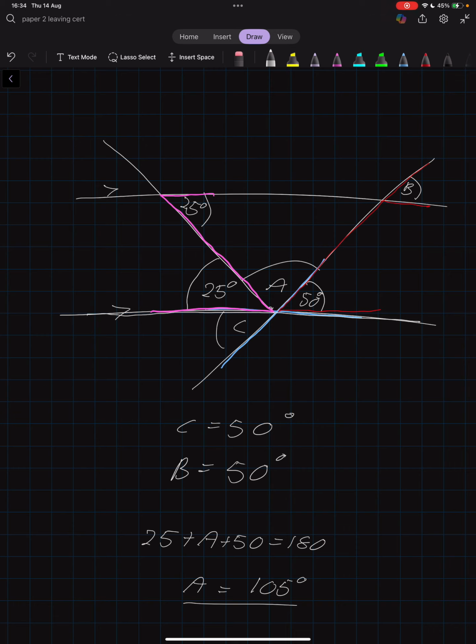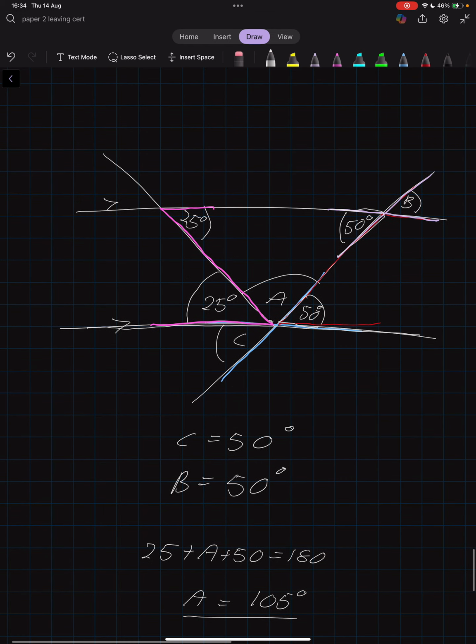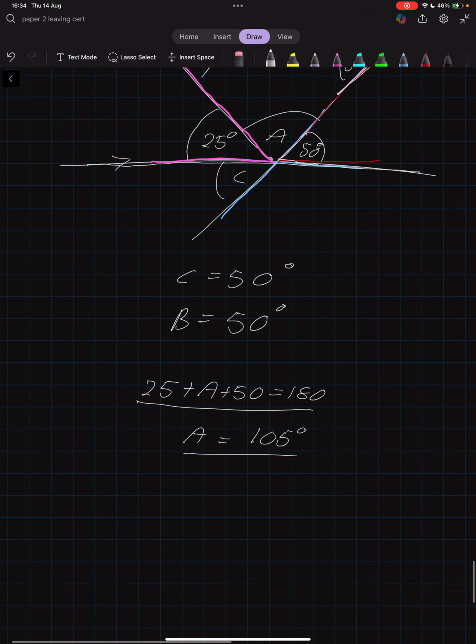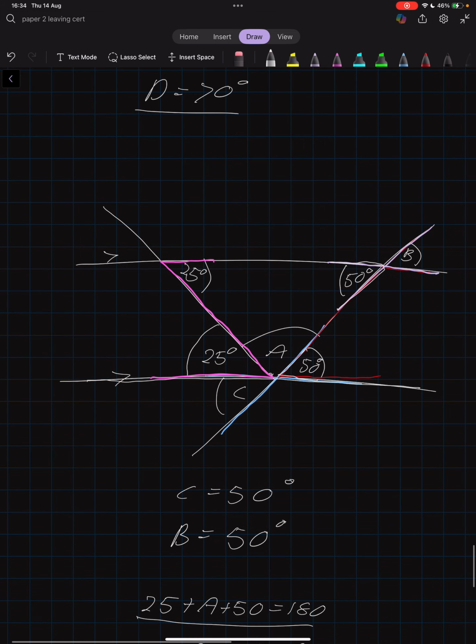The other way is you could say, well, here I have that these two are vertically opposite, and therefore this is 50. You could also say that this is alternate to this angle. And then you can say, oh, well, the three angles in a triangle add up to 180, and you get the exact same equation as this. So there's typically multiple ways of doing it. It's just whatever you find easiest and whichever you see first.